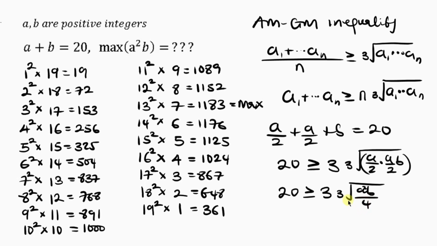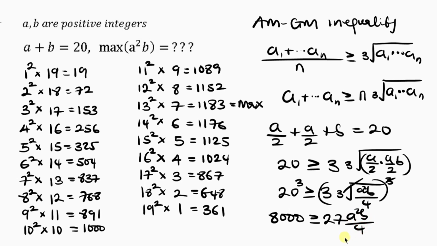So we need to remove this cube root. And how do we do that? It is by taking the cube of both sides. So the cube of 20 and the cube of what I have on the right hand side. So the cube of 20 is 8,000, greater than or equal to the cube of 3, I got 27. Now the cube is going to go out with the cube root, leaving behind a square b all over 4.